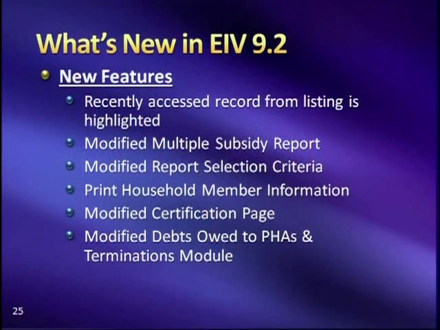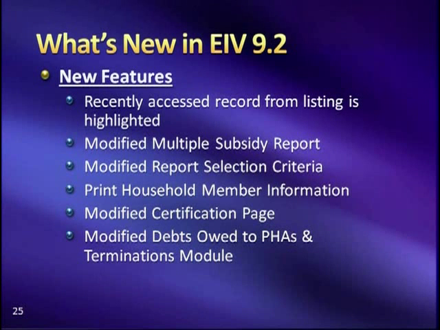We now have the ability to see the last record that you've accessed from a multiple listing of records. And I'm going to show you exactly what this looks like in just a second. But basically, any record that you've accessed from a master listing of families will be highlighted so that you can see where you left off. Also, we've modified the multiple subsidy report. We've also modified the report selection criteria for all of the EIV reports, which I will show you in a minute.